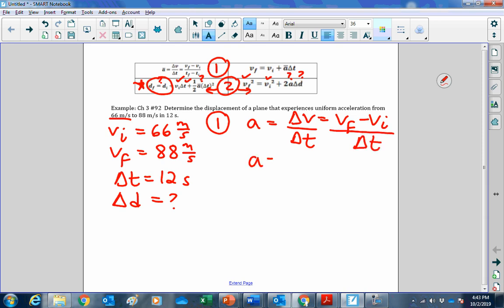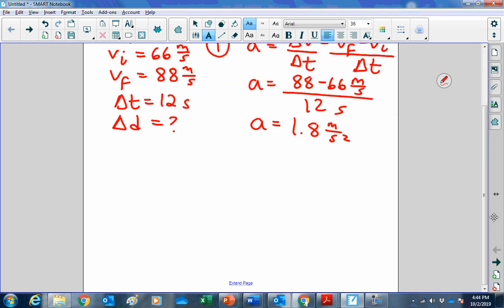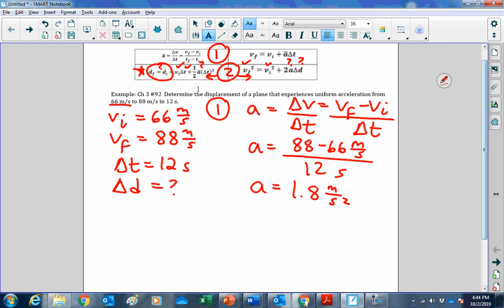So that would be 88 minus 66 over 12. And when I get that, I'm gonna keep 2 sig figs here, and I get units of meters per second squared. And then now that I have A, I can plug that into one of these 2, whichever one I want.